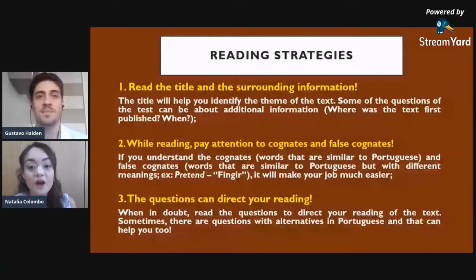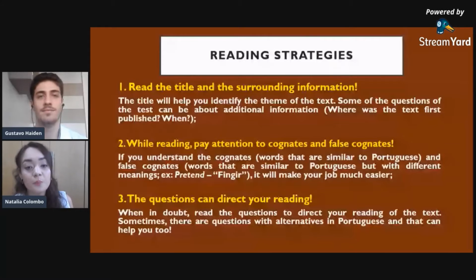All right, now the second one. While reading, pay attention to cognates and false cognates. If you understand the cognates, words that are similar in Portuguese, and false cognates, words that are similar in Portuguese but with different meanings, example, pretend, fingir, it will make your job much easier.